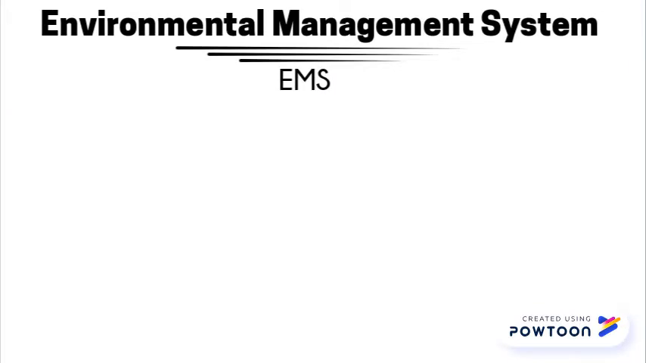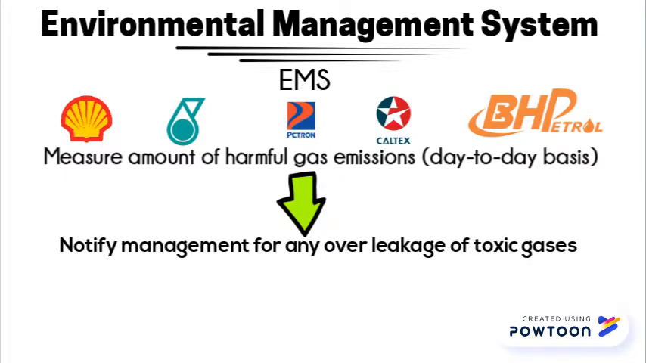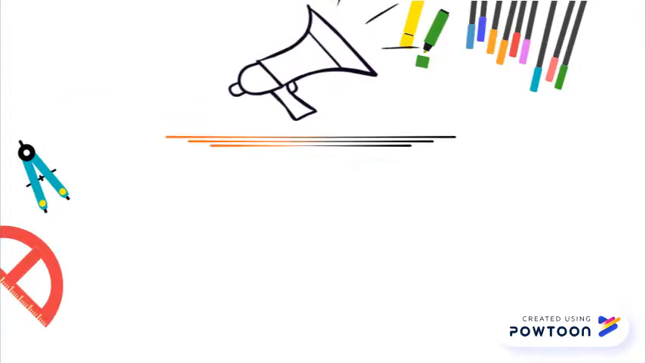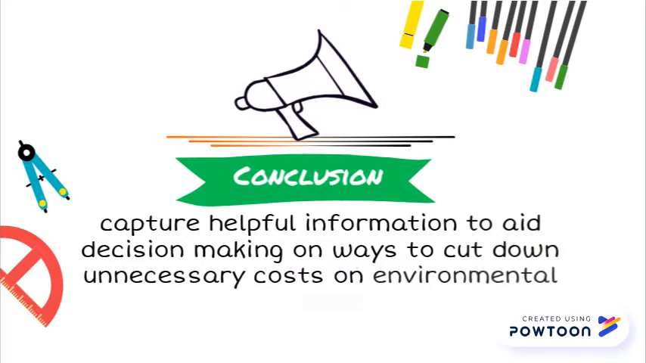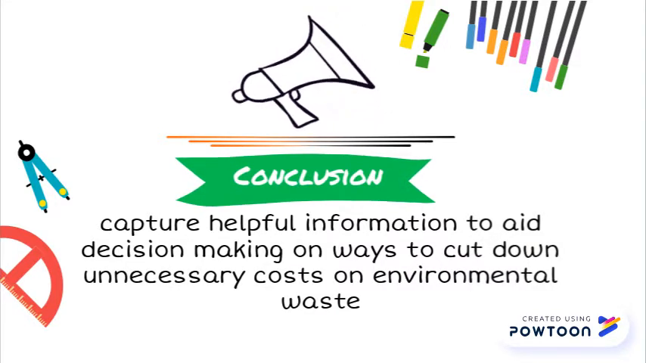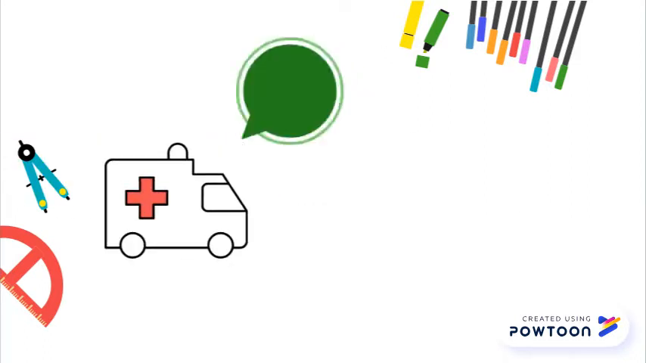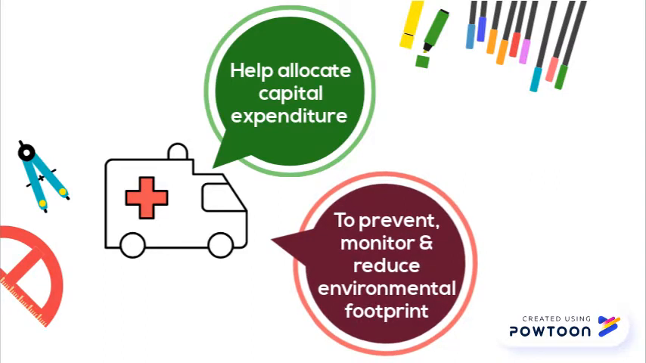An environmental management system (EMS) in a petroleum manufacturing company would measure the amount of harmful gas emissions to the environment on a day-to-day basis and notify management for any over-leakage of toxic gases so that appropriate resolution can be made. In conclusion, physical EMA captures information that will be helpful to the management decision-making on ways to cut down unnecessary costs on environmental waste. It can also help management to allocate capital expenditures to prevent, monitor, and reduce environmental footprint.